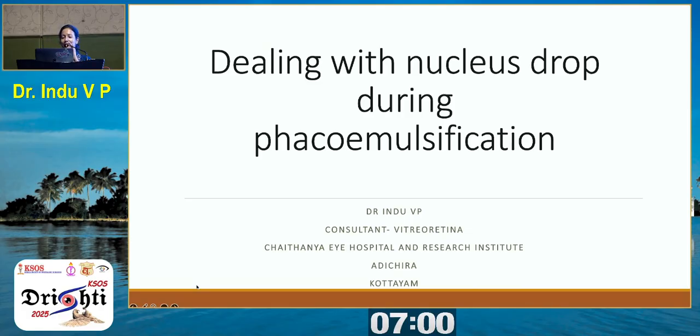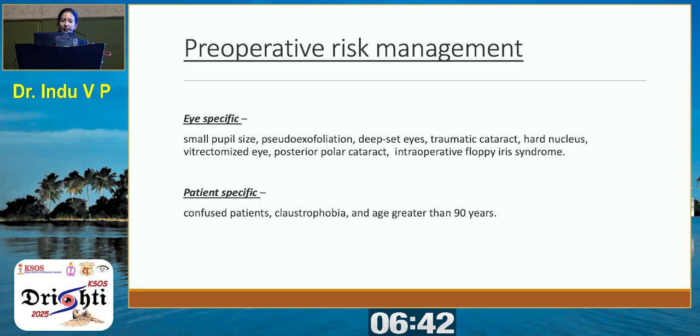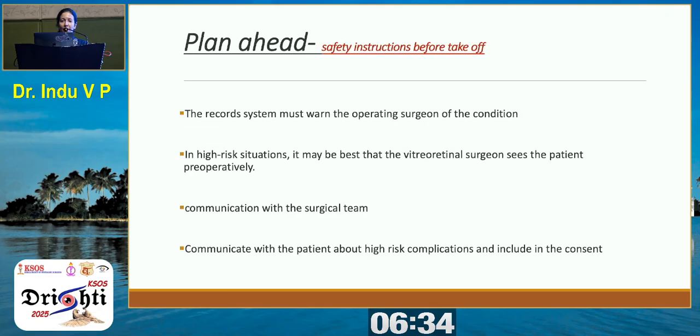Good evening, everyone. So you have seen a lot of complications that can happen during a phaco. One complication that every cataract surgeon will experience at some point in their life is a nucleus drop. And every cataract surgeon should have a detailed plan to deal with this complication. Preoperatively, all cases should be assessed for eye-specific or patient-specific risk factors which make them prone to a nucleus drop. And the most important thing is to plan ahead.